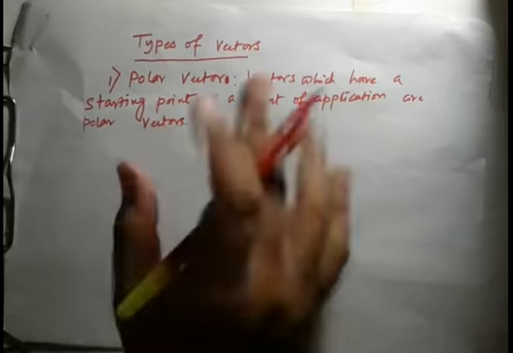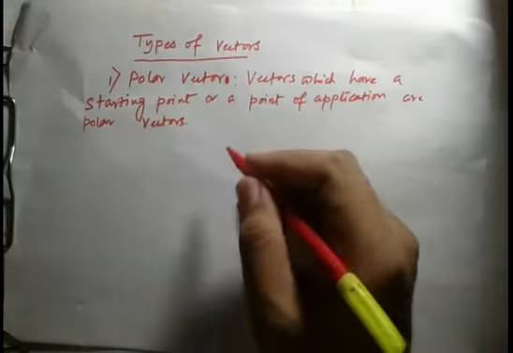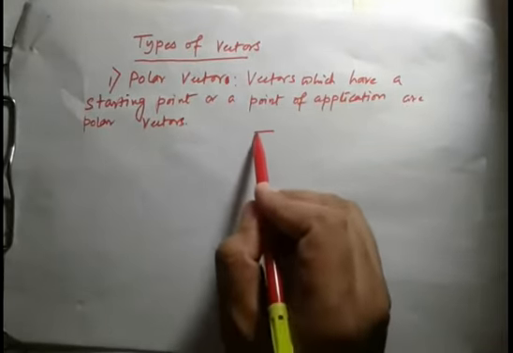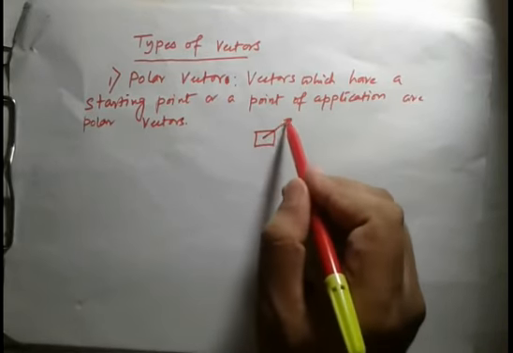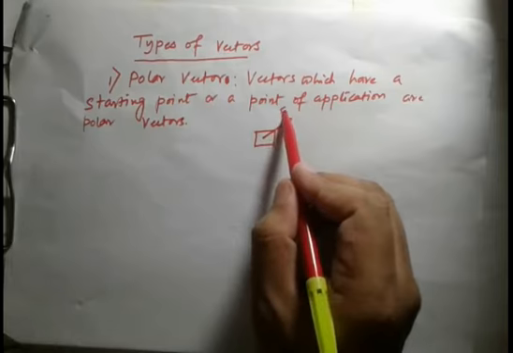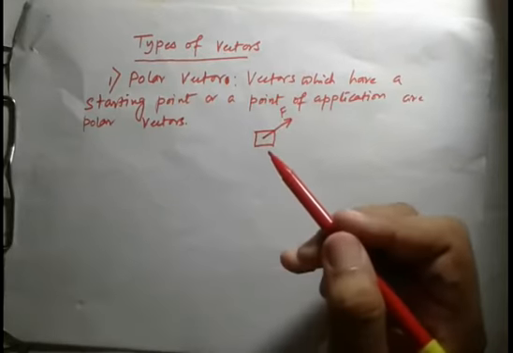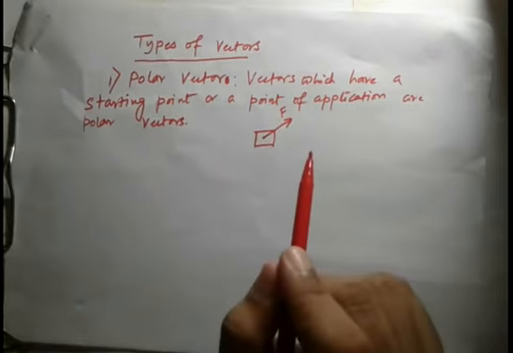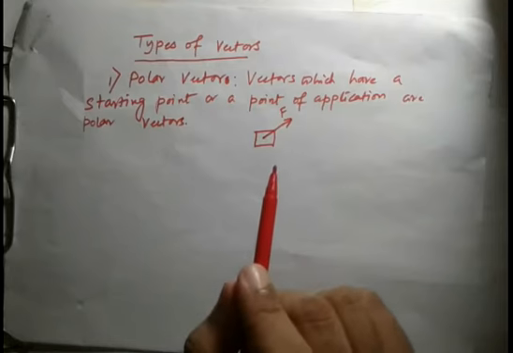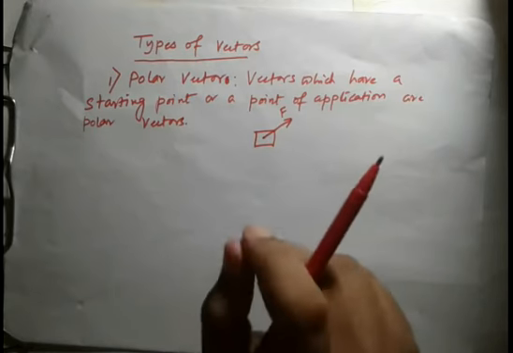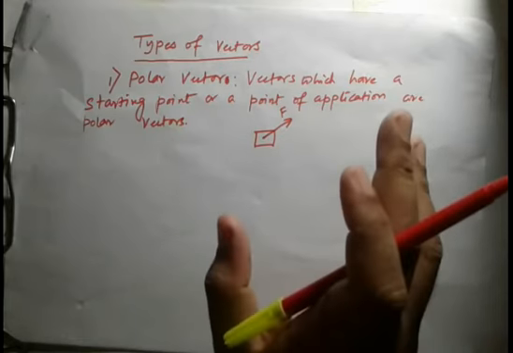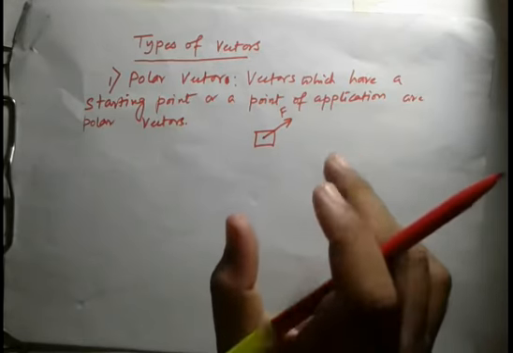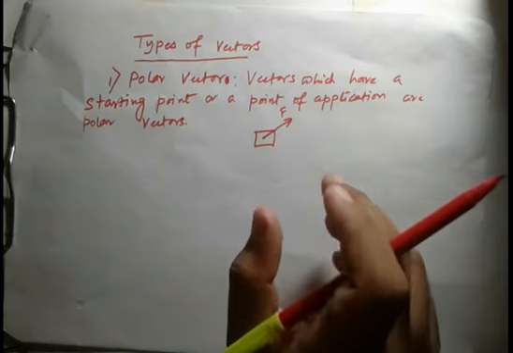What is the meaning of this one? Suppose I take an object here and apply a force in this direction. We know the starting point is here, and the force is working in this direction, so this is known as a polar vector. Another example: consider a car moving in the eastward direction. Let it travel 1 kilometer along this direction. So the displacement of the car is 1 kilometer due east.